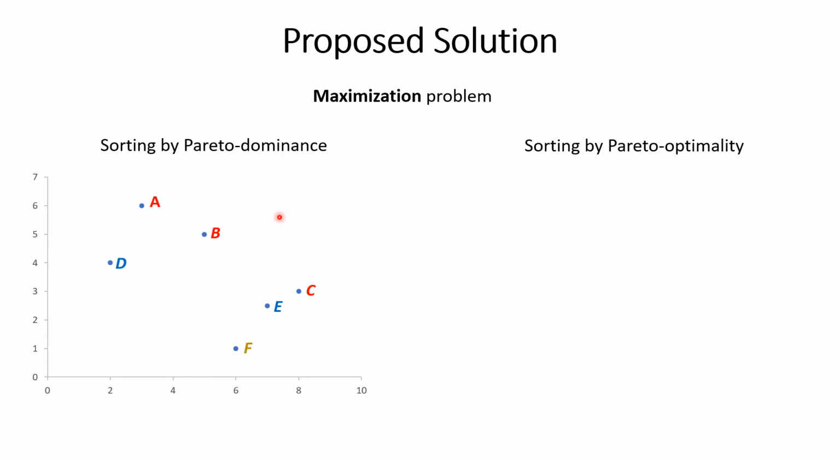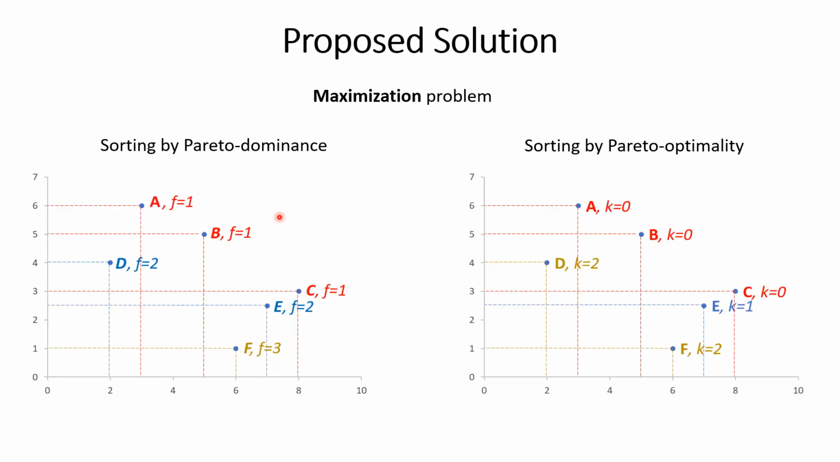In this sorting, first all non-dominated points are identified and they are assigned to the first front. After that, they are removed from the consideration and the process is repeated until all points are assigned to a front. Pareto optimality-based sorting works differently. In this case, for every point we calculate its Pareto optimality value as the number of points that dominate the current one. After that, all points are assigned to fronts in the ascending order of their Pareto optimality value. Corresponding example is given on the right.